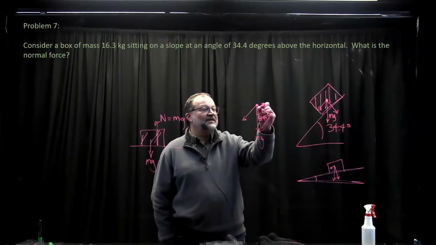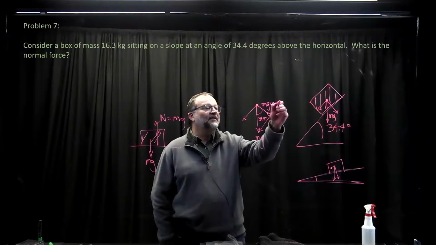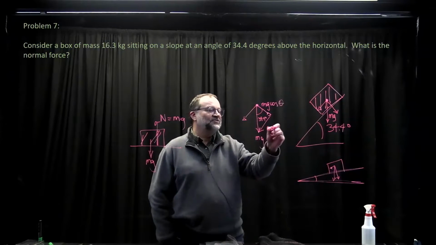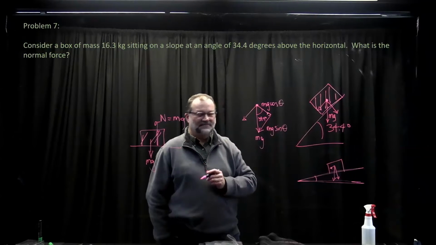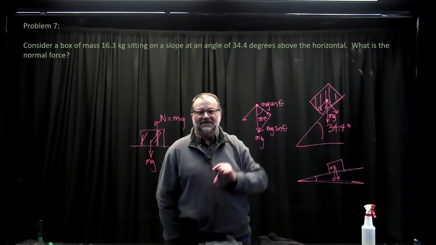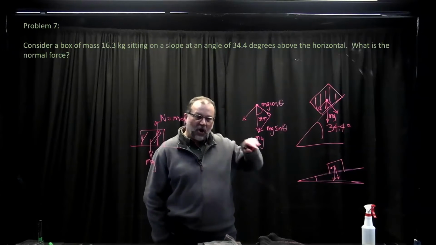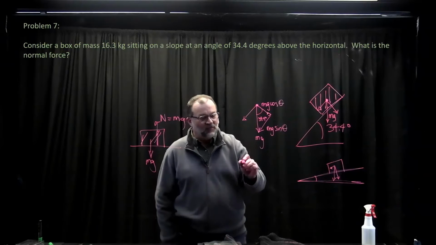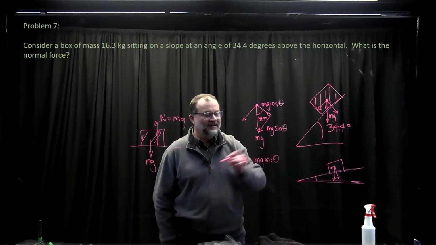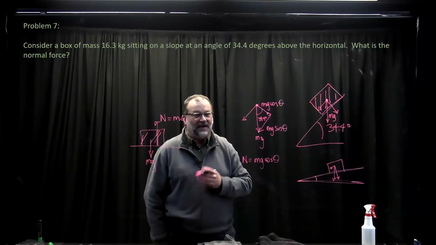Okay, so that's the adjacent piece. So this is going to be mg cosine theta. And the piece parallel to the plane is going to be mg sine theta. So how do we get to what the normal is? The normal force is what's canceling out the force onto the plane. So the normal force has to be equal to mg cosine theta. And that's it for problem 7.